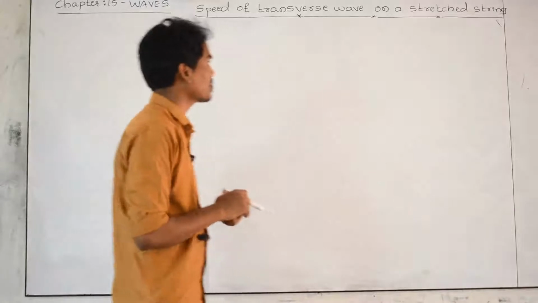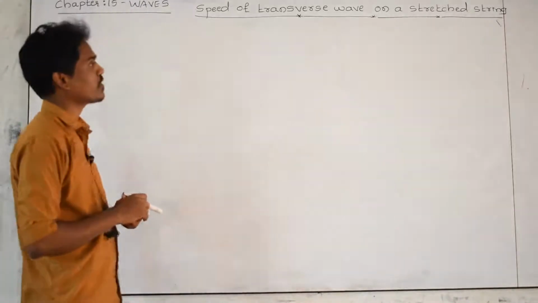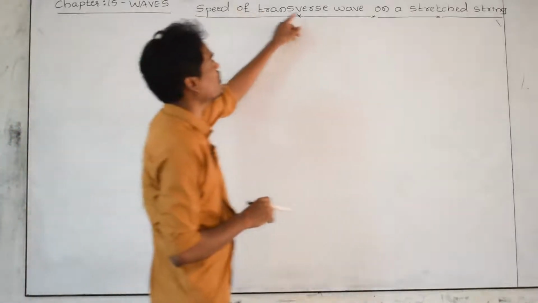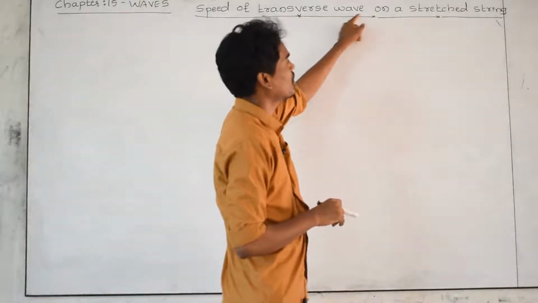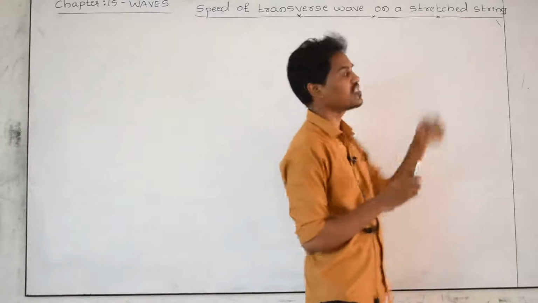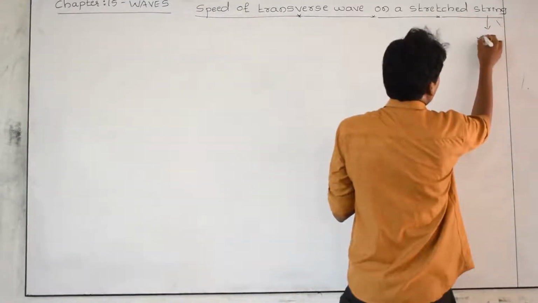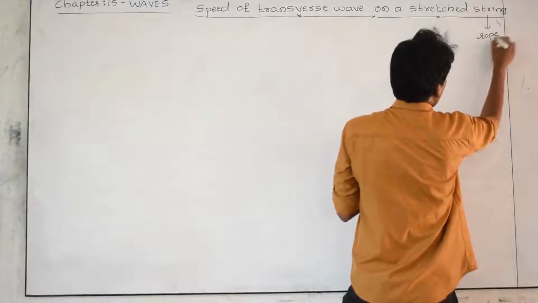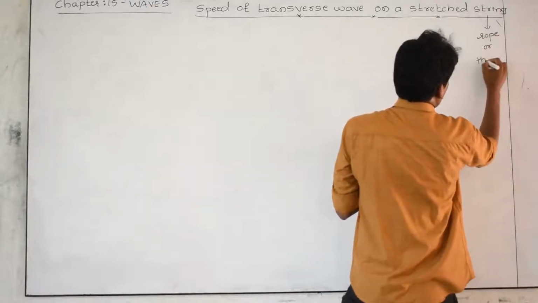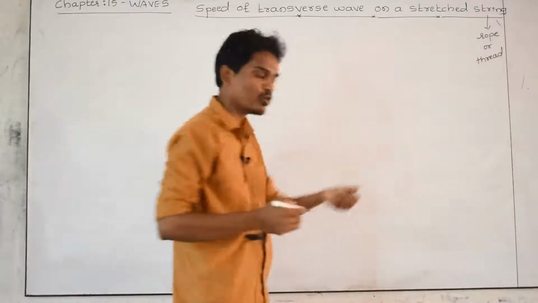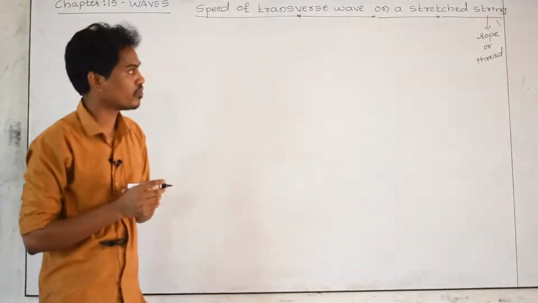Today we discuss the speed of a transverse wave on a stretched string. We need to find the speed of the transverse wave. The wave is set up in the rope. String means rope, or thread. Stretched means we have to tighten the wire or rope.